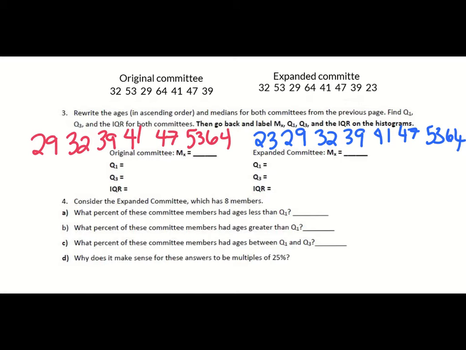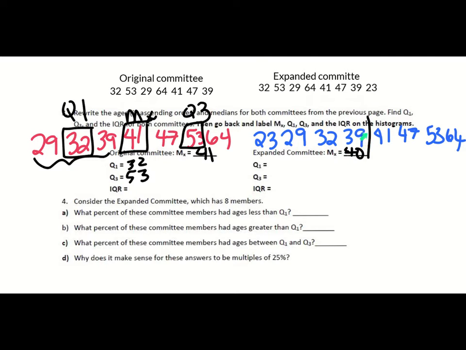On the second one, you did not use a number from this group, since your 39 and your 41 were averaged to find the 40. You're going to use all 4 of these numbers to find your quartile 1. Your quartile 1 is the average of these 2 numbers, and your quartile 3 is the average of these 2 numbers. So this one's 29 plus 32 over 2, which gives you 30.5.